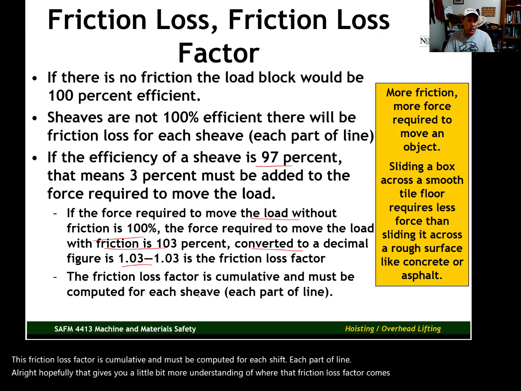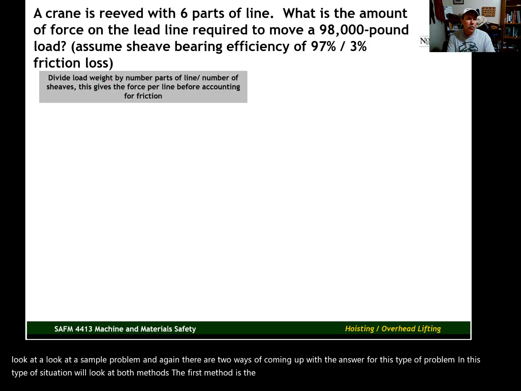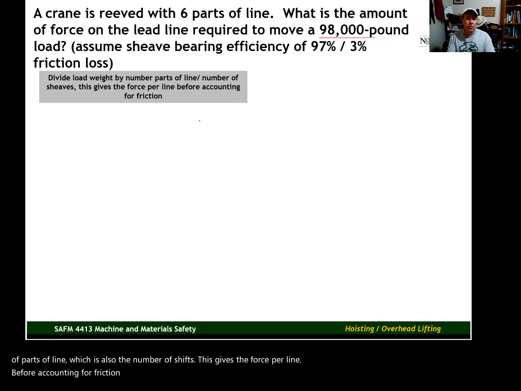Let's go ahead and look at a sample problem. And again, there are 2 ways of coming up with the answer for this type of situation. We'll look at both methods. The first method is the long method. We divide the load weight by the number of parts of line, which is also the number of sheaves. This gives the force per line before accounting for friction. We've got a 98,000 pound load. We've got an efficiency of 97% with 3% friction loss. And we've got 6 parts of line.